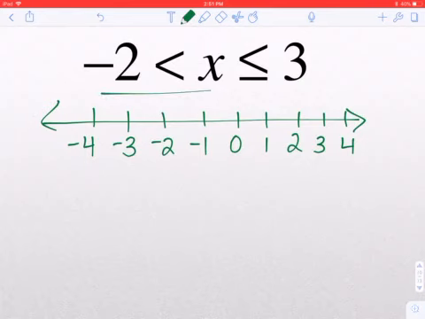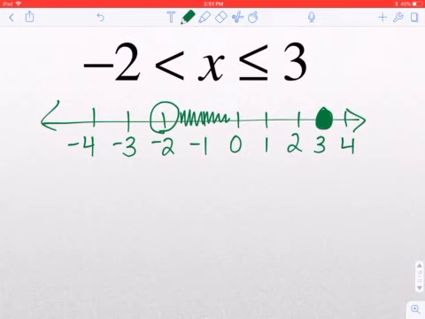At -2, I have an open circle because that inequality sign is not underlined. At 3, I have a closed circle because that inequality is underlined. Always read it starting with x first. x is greater than -2, so I would shade to the right there. x is less than or equal to 3, so I would shade to the left here. Basically, -2 is your starting point, 3 is your stopping point.